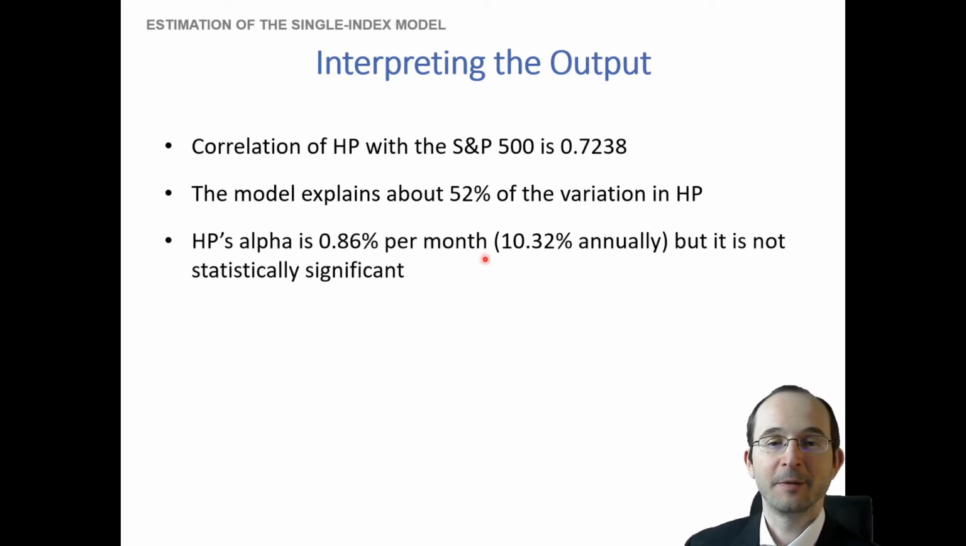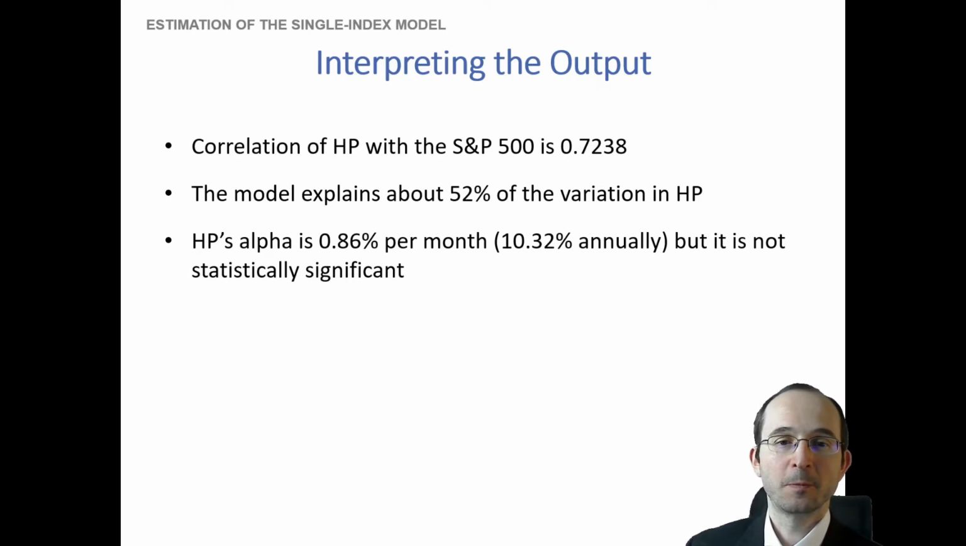Now, the alpha, if we annualized it, this is using monthly data. If we annualized it, we would get about 10% per year, but really we wouldn't, because it's not statistically significant.